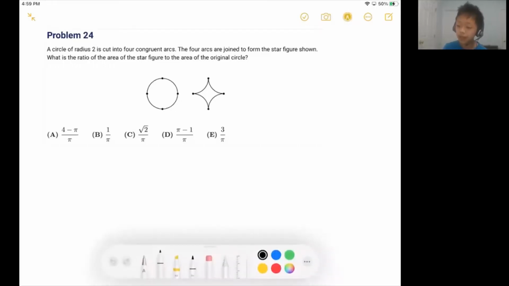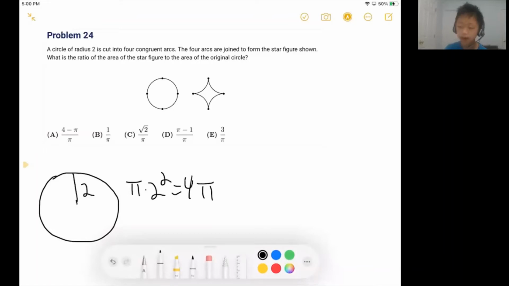What we can do is first take care of the easier one, right? We have a circle, and we're given its radius is 2. If we wanted to find the area of this circle, that's not too difficult. We would just do pi r squared, so pi times 2 squared, and you get 4 pi. 4 pi is the area of the circle. So now all we have to do is find the area of the star figure and then take the ratio, and we would be done.